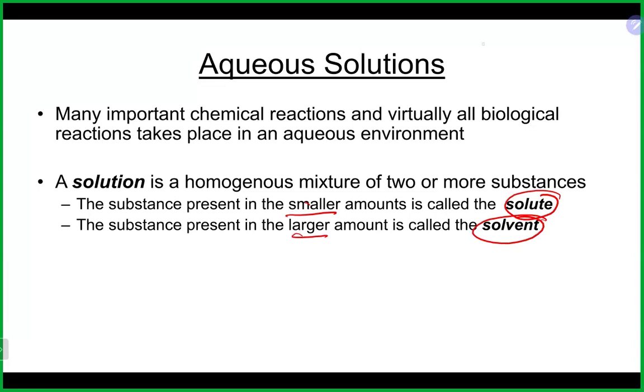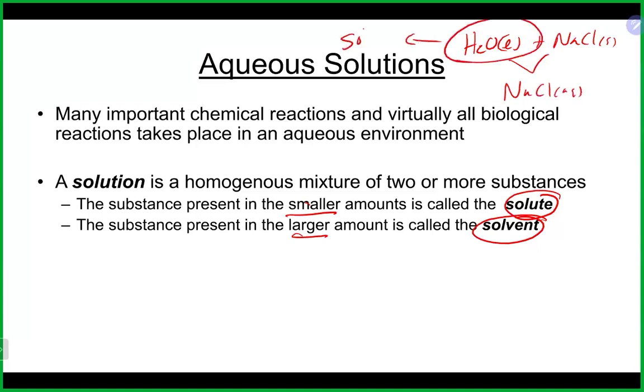So in the example I just did, where I took my water and I put some sodium chloride in it and it dissolved and made a sodium chloride solution, water, in this case, is my solvent. My sodium chloride is my solute. It's the stuff that will dissolve in it, basically. Together, they will make a sodium chloride solution.